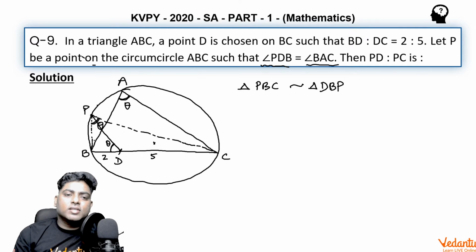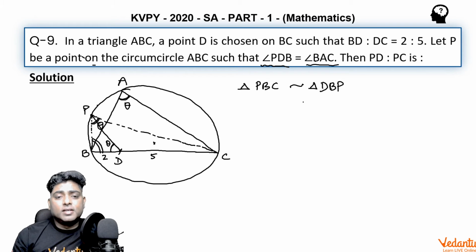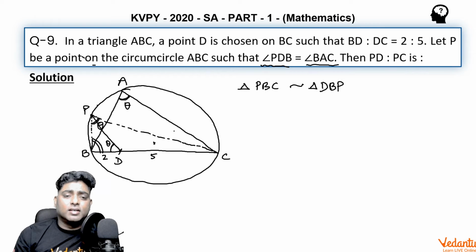Why? Because the angle B is common to both. See, angle PBC or angle DBP, both are the same. So these two triangles are similar because two angles are the same, theta, and you can take this angle B as alpha. The third angle will also be the same.